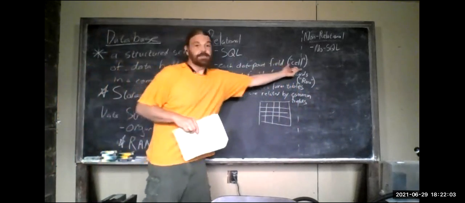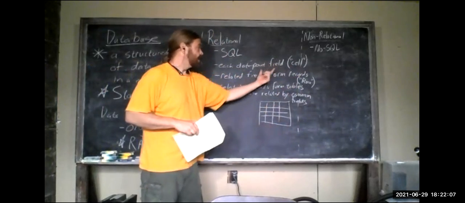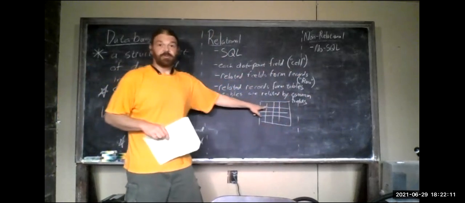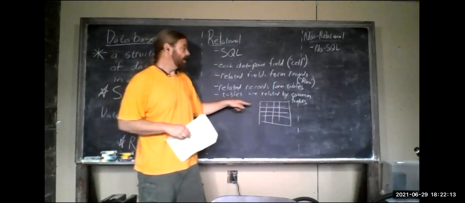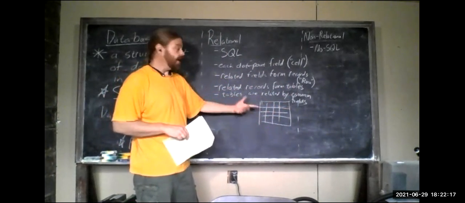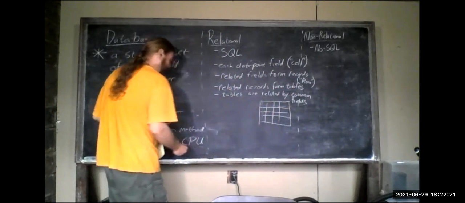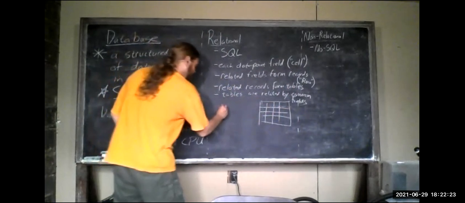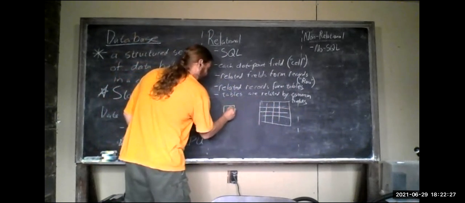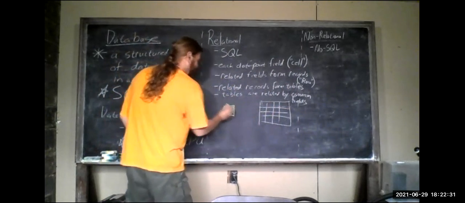We start with each particular field or cell in this big grid of tables, and related fields add up to form a row, which we call a record, and a whole bunch of records add up to form a table, and then related tables we connect with fields. So each data point gets its own cell. So we have a field.